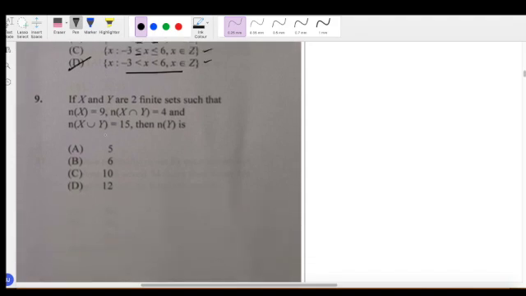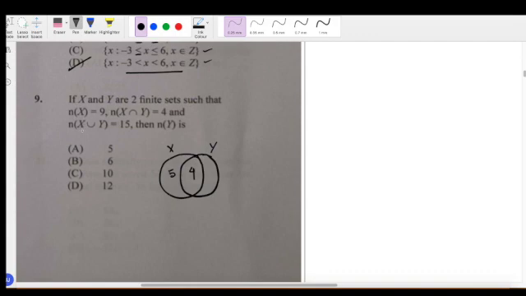If X and Y are 2 finite sets such that the number of elements in X is 9, and the number of elements, so let's just see, we have X intersect Y, right? So that means that I'll have something looking like this. The number of elements in X intersect Y is 4, right? Let me call this X and this Y. So X intersect Y is 4. The number of elements in X is 9, so that means I would have to have 5 outside here to make the 9 in X, right?